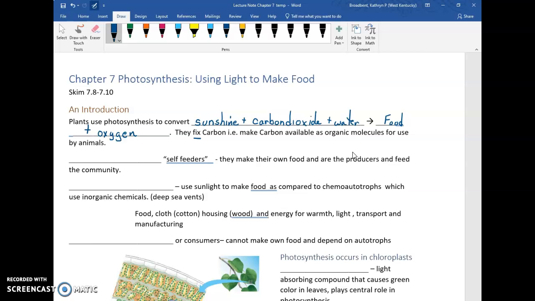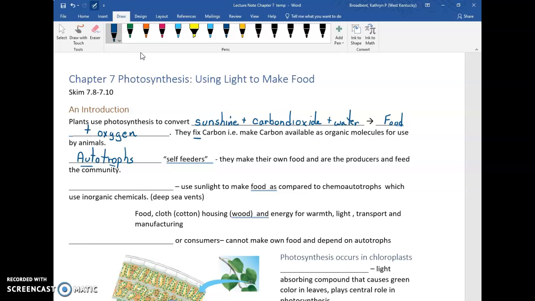You can't build proteins or fats out of carbon dioxide, but you can out of sugars and the other organic molecules that plants make for us. So we have a name for self-feeders. They're autotrophs. Auto, meaning self, and trophs is a fancy word for food or feeders. So these are creatures that are able to make their own food, and they are the producers of our ecosystems.